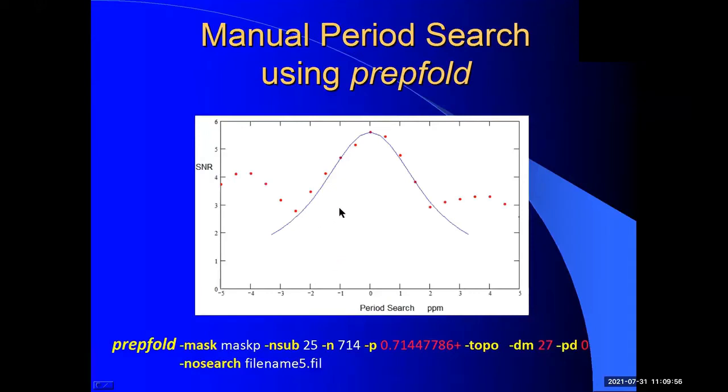Period is much the same. You can adjust the period. In this case, I've changed it in half parts per million, 0.5 parts per million. And once again, this is the peak signal to noise we're seeing here. And we're seeing a peak at 0 where we expect. And once again, I've plotted the theoretical curve, and you can see there's a pretty good match to it.